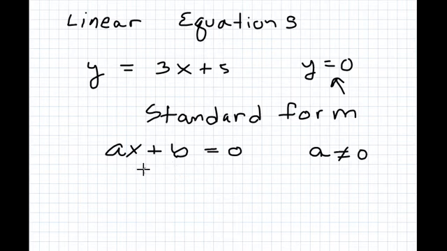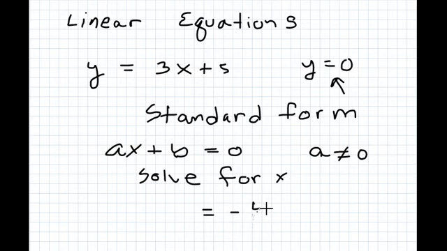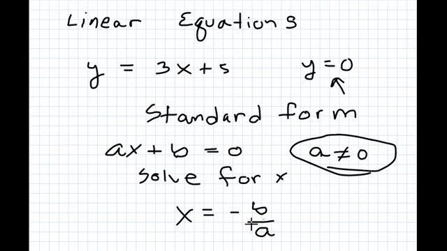So if I wanted to solve for x, I would take this b over to the right hand side, and that gives us negative b, and then I would multiply both sides by 1 over a. Here's the reason why a cannot be equal to 0: you can't divide by a here. Negative b over a, you can't divide by a. So let's look at some examples.